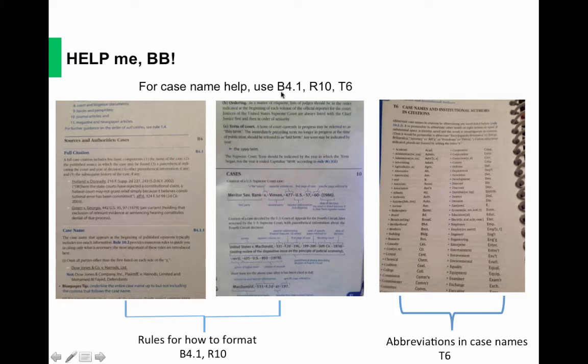So these pages are going to help you in the Blue Book for case names: B4.1, R10, and T6. B means that it's in the blue pages. We use the blue pages for what we're doing in class, and the white pages are used for law review. So anytime you see a B, that means it's in the blue pages. R just means rule, and that's in the white pages. You'll notice that the blue pages are much thinner, so sometimes we do need to look in the white pages. And then T6 means table 6, that's going to show you how to abbreviate any word that's long and you need to cut it down. Shows you what to do. So make sure to use those rules and those pages to help you.